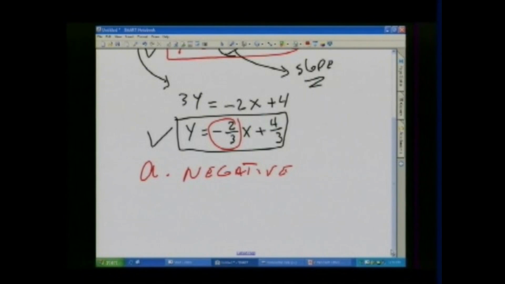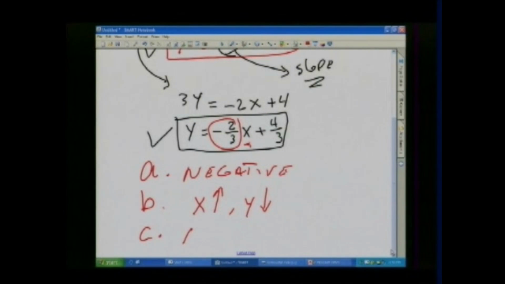B says, as x increases in value, does y increase or decrease? As x goes up, every time x goes up by 1 unit, y will go down because the coefficient of x, or the slope, is negative. As a matter of fact, every time x goes up by 1 unit, y will go down by 2/3 of the unit. That would be handy to answer C, because C says if x decreases by 2 units, what is the corresponding change in y?